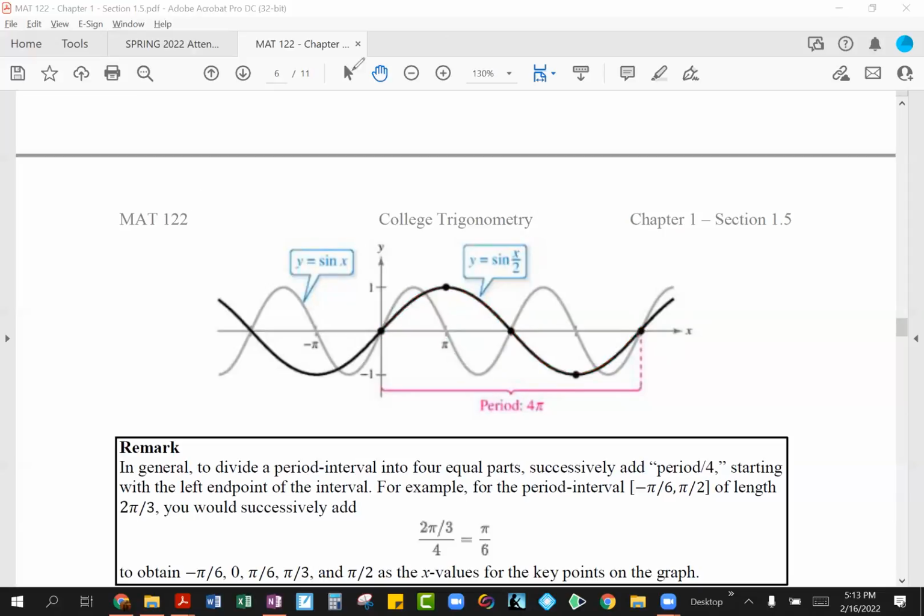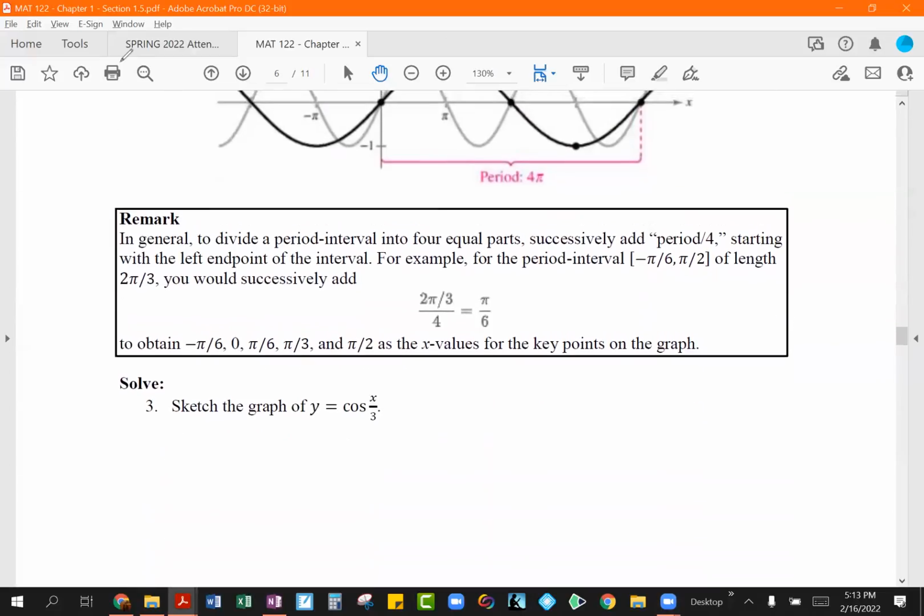Because obviously we basically doubled our period. Instead of pi, we have a 2 pi, we have a period of 4 pi. So you're extending it out by 2.